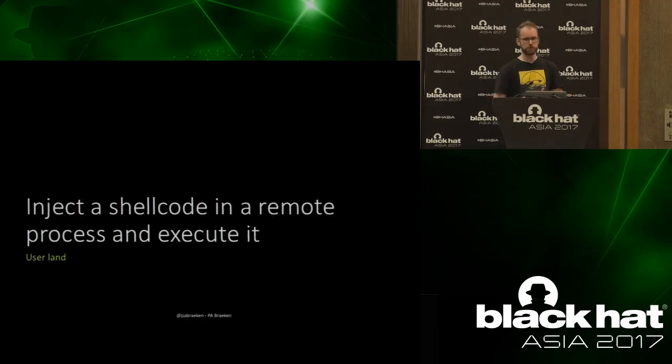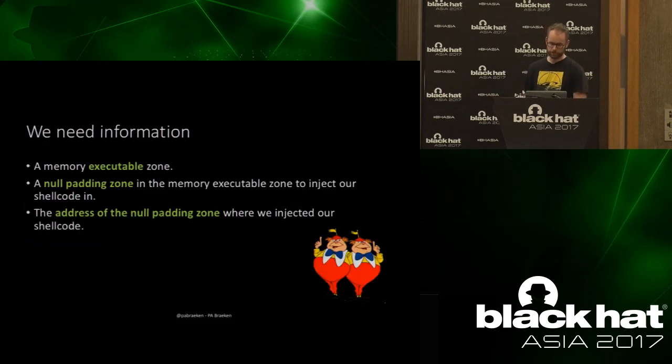So with the same concept in userland, you can inject a shellcode in a remote process and execute it. But I don't want to use the Microsoft API. To launch the process normally, you have to use several API calls, and I don't want to use them. I just want to use the same concept, so sending bytes and receiving bytes.